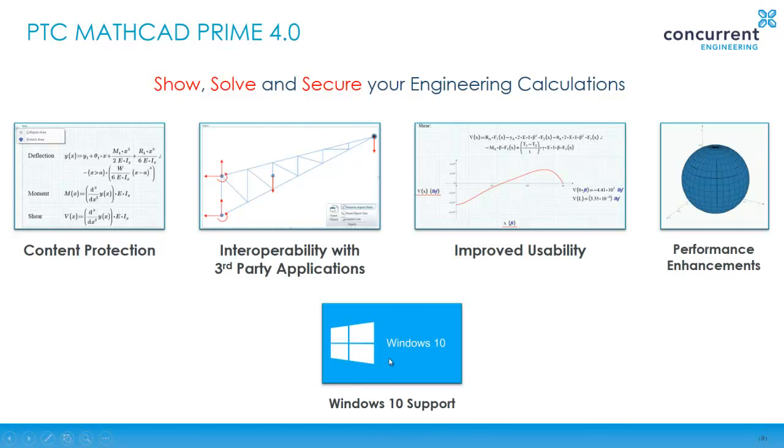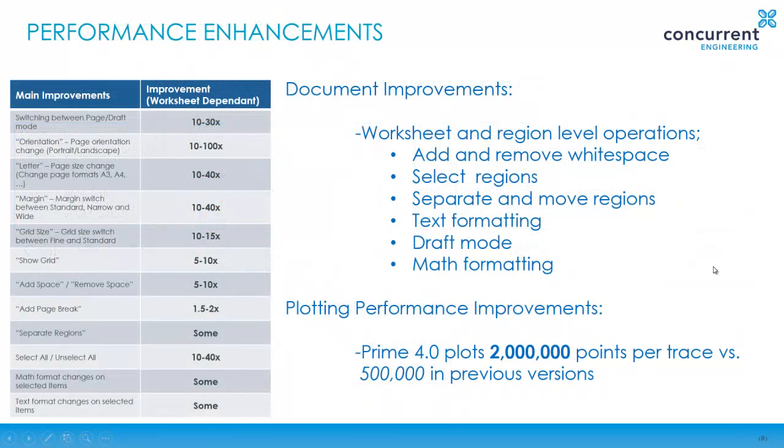So coming back to those performance enhancements, if we just look at this slide here, this is showing the comparisons between 4.0 and other previous versions. Just one to highlight on here is regarding plotting. Prime 4.0 plots 2 million points per trace now versus 500,000 in previous versions of the software. Now, without further ado, let's get into the software.